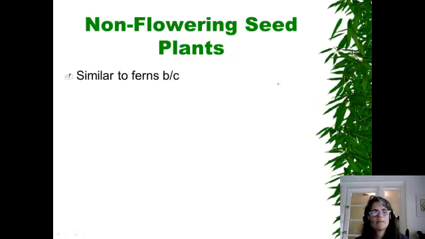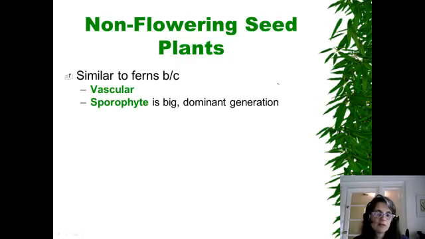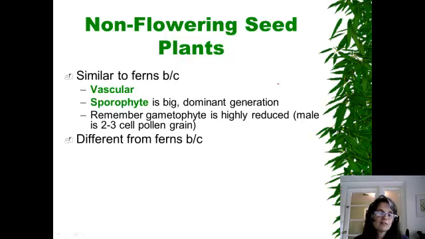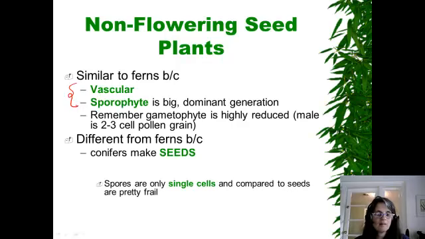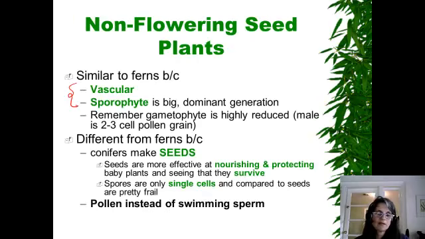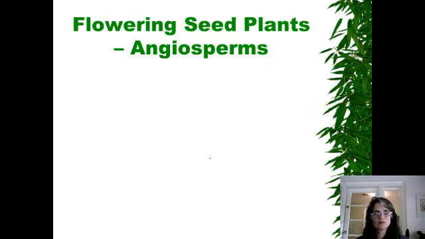All right. These non-flowering seed plants, these gymnosperms, these conifers, these pines, are similar to ferns because they're vascular. The sporophyte is big, but they are different from ferns. So these are two similarities, but they are different from ferns because they have seeds, which is much, much better than spores, and they have pollen instead of swimming sperm, and both of these are huge adaptations.